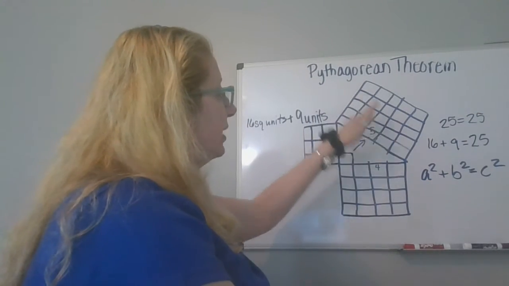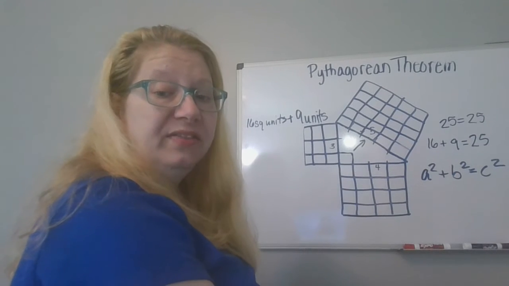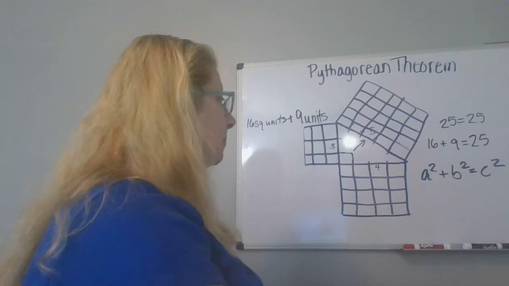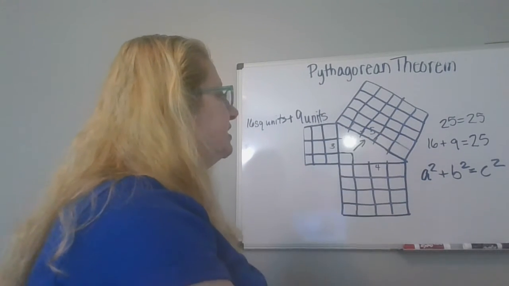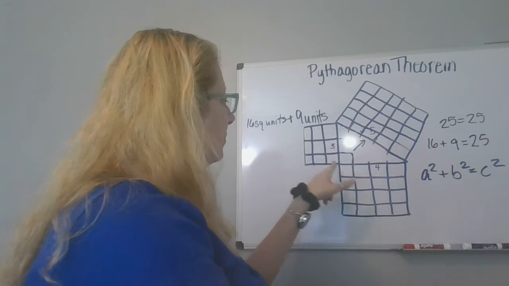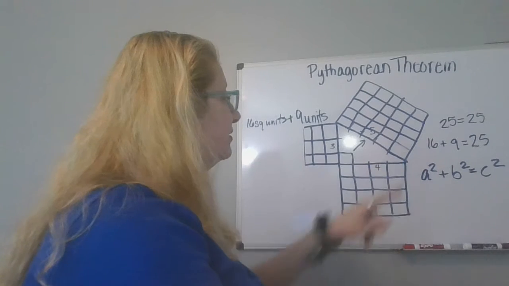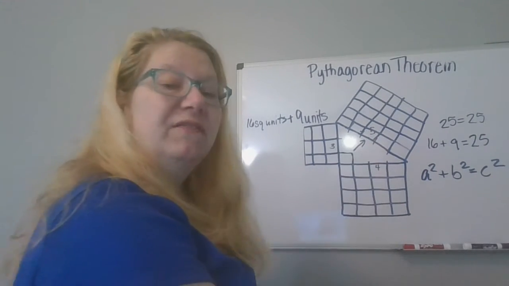We can do these square units on any right triangle in order to find out what the hypotenuse is, or whatever missing piece we have. So in this case, we were trying to figure out what the length of each side was. So we found that the base was 4, the height was 3, and the hypotenuse was 5. So 3 squared plus 4 squared equals 5 squared.